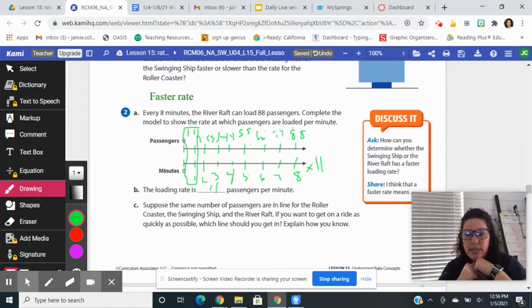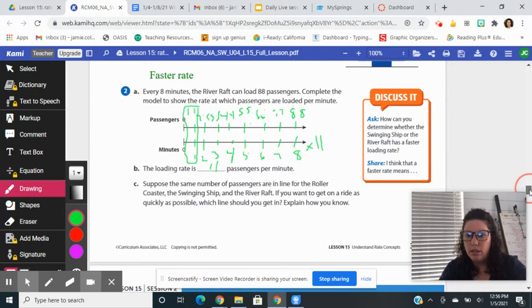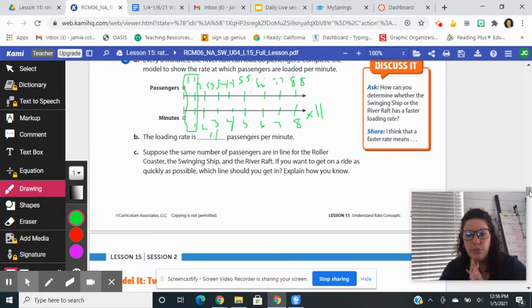Suppose the same number of passengers are in line for the roller coaster, the swinging ship, and the river raft. If you want to get on a ride as quickly as possible, which line should you get in? The river raft is 11 people per minute. And we know that the roller coaster is 12 people per minute, but we know that the swinging ship is faster than the roller coaster. So which one are we going to do?